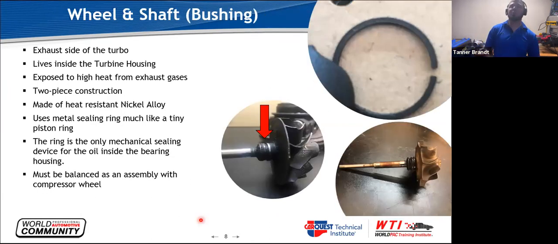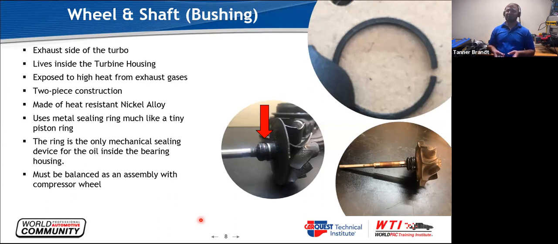This is the wheel and shaft. The wheel and shaft is, again, the exhaust side. It's a couple different types of metal that they're made out of. Typically, they're a nickel alloy that's also really brittle and really, really hard. If they get hit by something, sometimes they're okay, but they can bend. And once they bend, they don't balance, and it just becomes a nightmare.